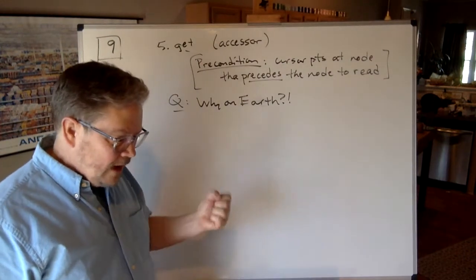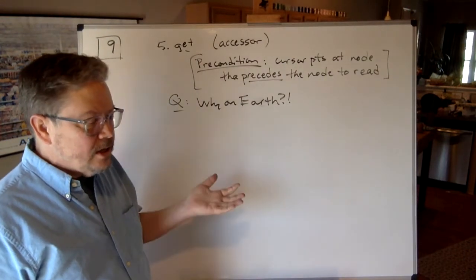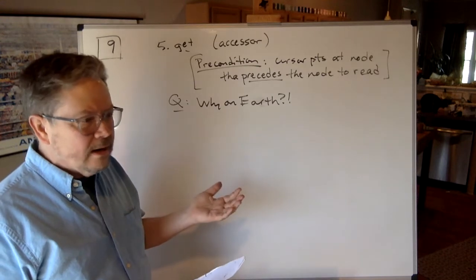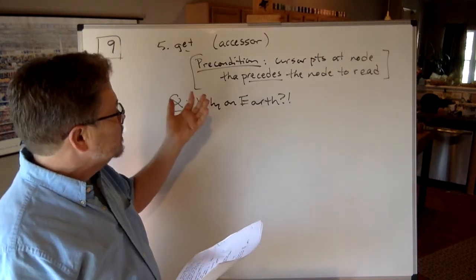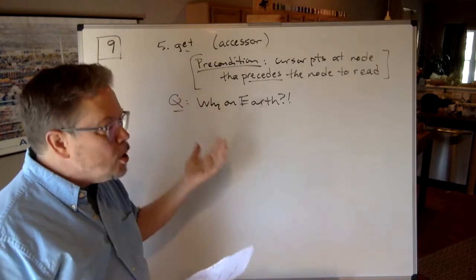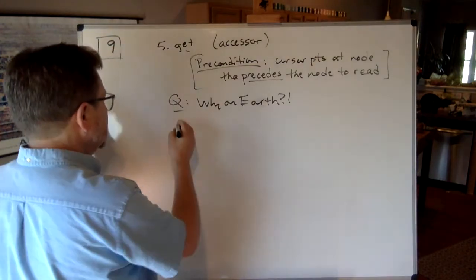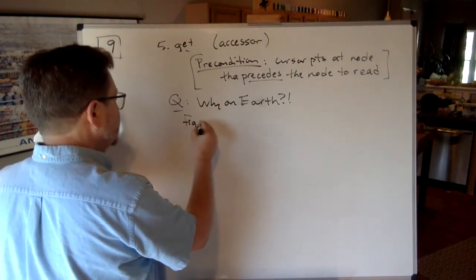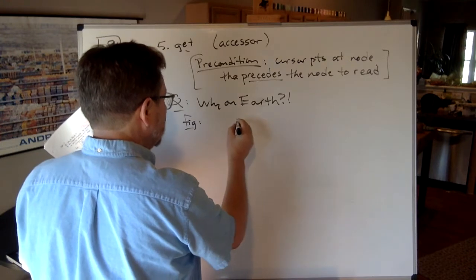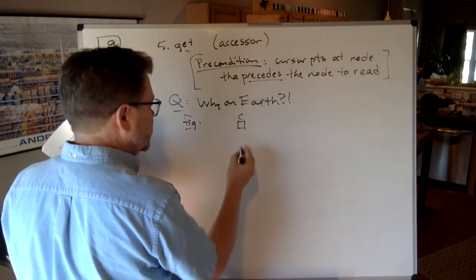We finally got to an operation where it makes sense to just use the cursor itself, for crying out loud. Why don't we just return the data that's at the cursor node? Here's a picture. Here's a fig. It's not before and after. Well, hang on just a second. I was about to say something that wasn't really strictly correct.